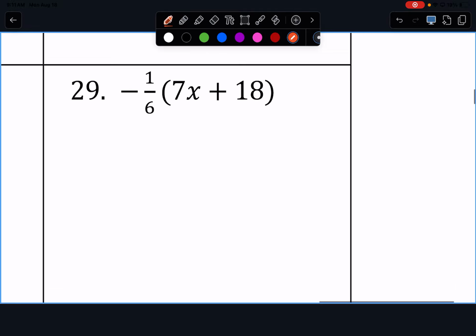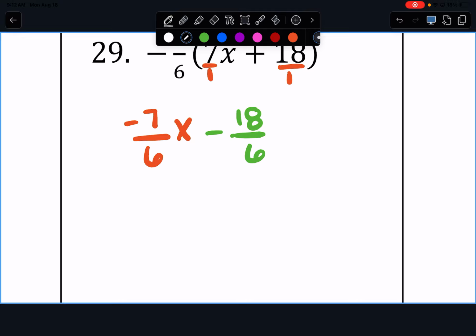What is negative 1 times 7? Negative 7. And my denominator, what is 6 times 1? 6. So we get negative 7 over 6 x. Then we're going to do the same thing times 18. Negative 1 times 18 is going to give us negative 18, and 6 times 1 is 6. From there, can I simplify negative 7 over 6? No, I cannot, so I'm just going to bring that down. Can I simplify negative 18 over 6? Yes. To what? Negative 3. And so that right there would be our answer.